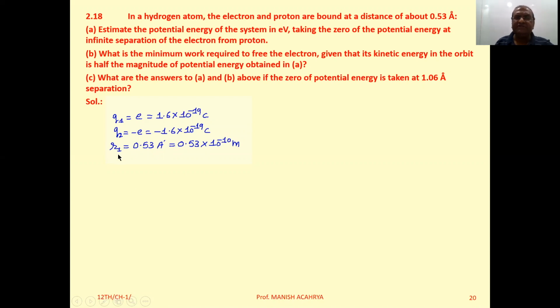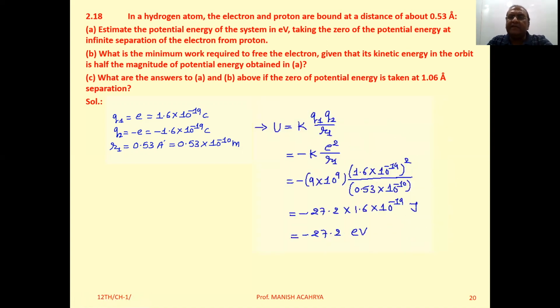Then separation between those two, that is 0.53 angstrom, that is 0.53 into 10 raised to minus 10 meter. Now, in first case, we have to take the zero of the potential energy at infinity. So whatever is the total work done to assemble this system is stored in it in the form of potential energy. And for that, in theory, we already derived the equation, that is K Q1 Q2 upon R12.